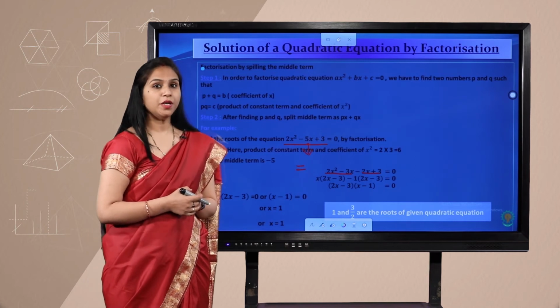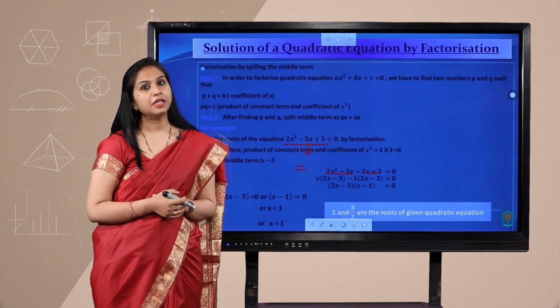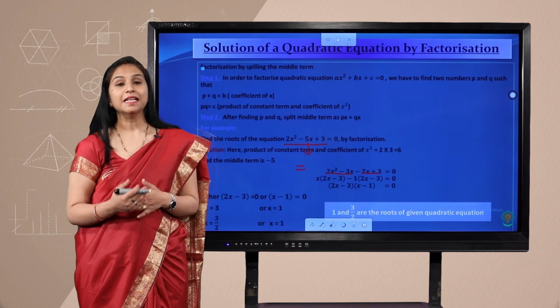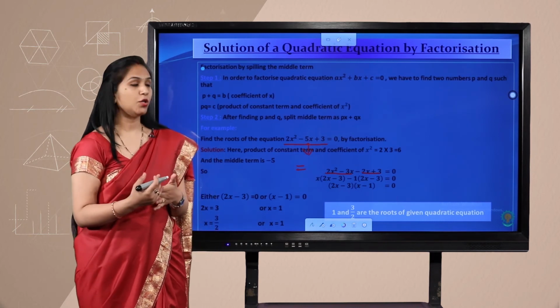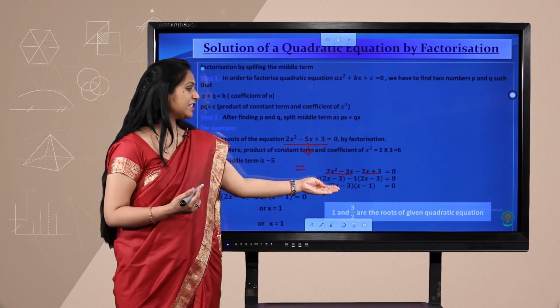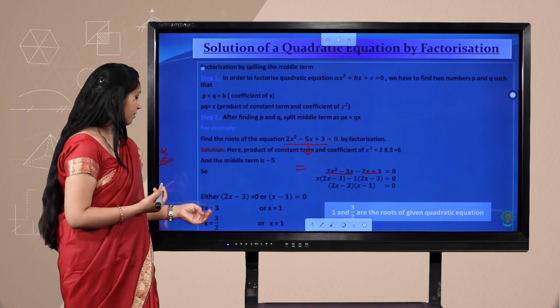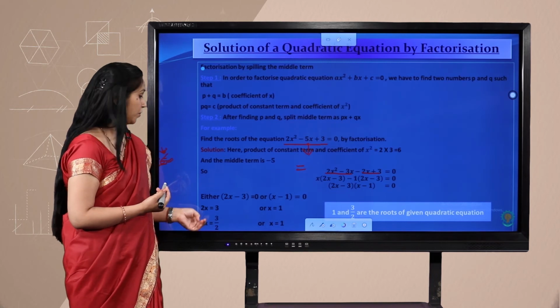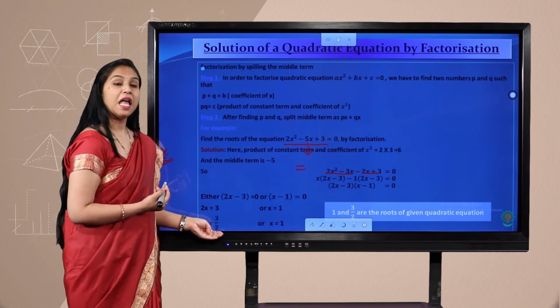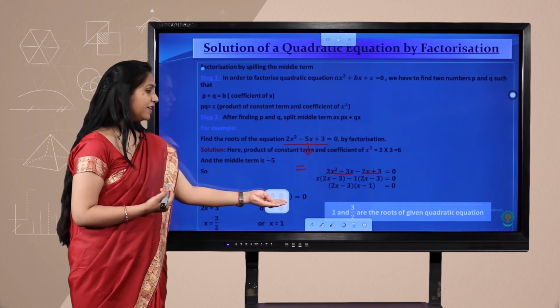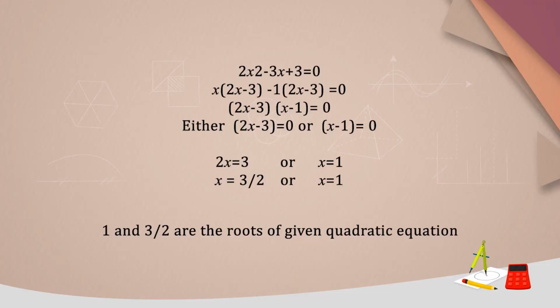Now, what we will do in the next step is equate both the factors individually to 0. Your first factor is 2x minus 3. Equate this to 0, and you will get the value of x equal to 3 upon 2. And on equating your second factor to 0, you get x equal to 1. So, children, 3 by 2 and 1 are the two solutions of the given quadratic equation.